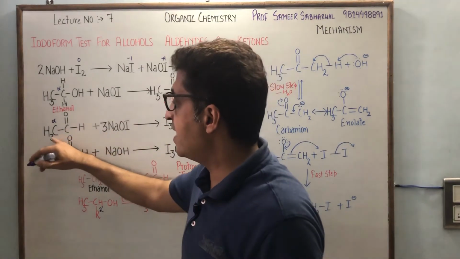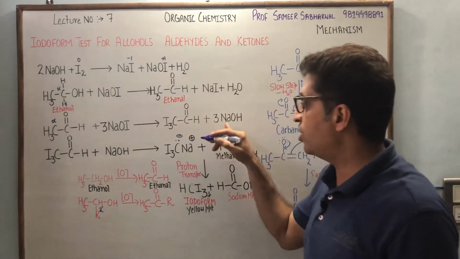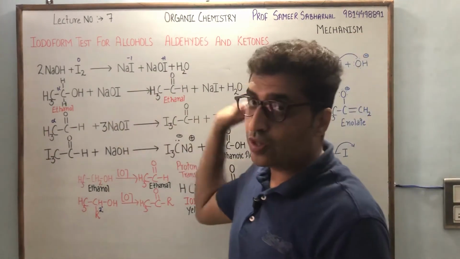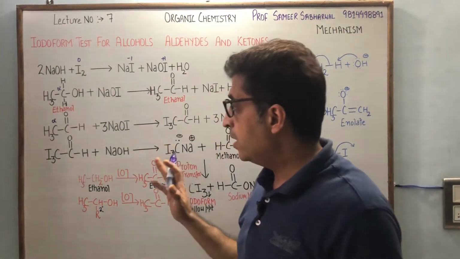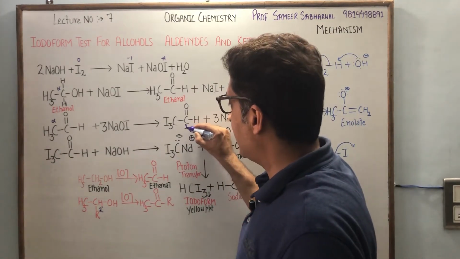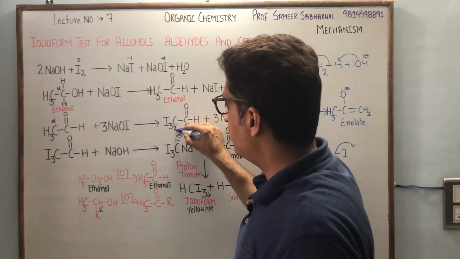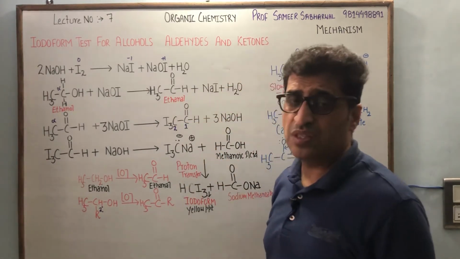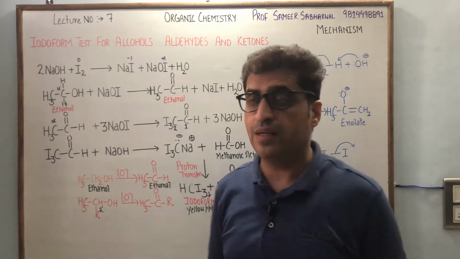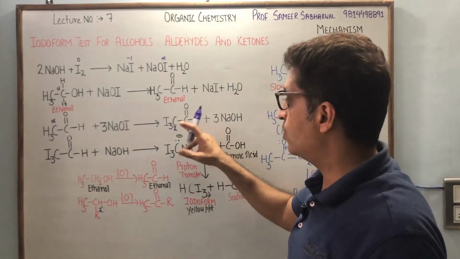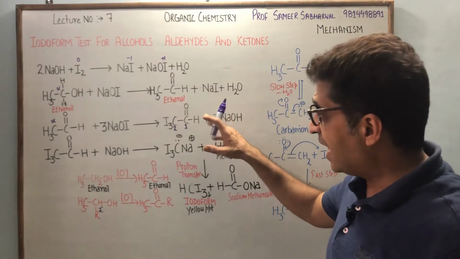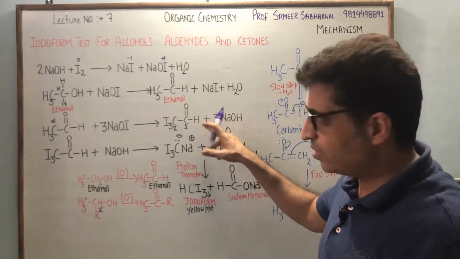So we get CI3 C double bond O H plus 3 NaOH. And how it happens, I will show you in the mechanism. Then this is the principal group, so I number it like this. So this is 2,2,2-triiodoethanal. After getting this, we also call this iodal.